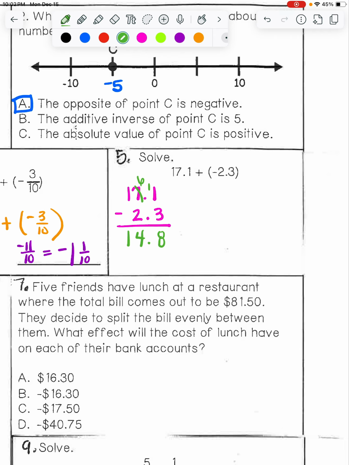When the signs are different, I subtract, which is exactly what I did, but you always take the sign of the larger number. In this case, that would be 17. We wrote these rules down several times. Hopefully you still have your notes. The answer again is positive 14.8. That's number 5.